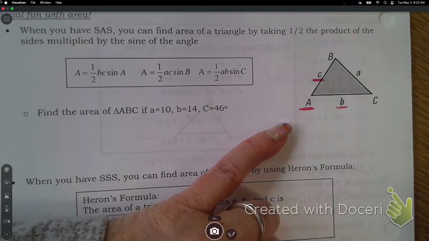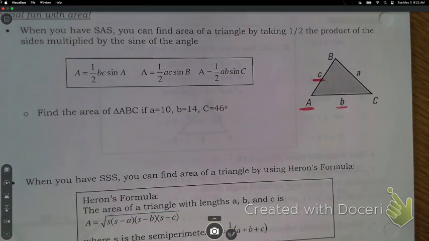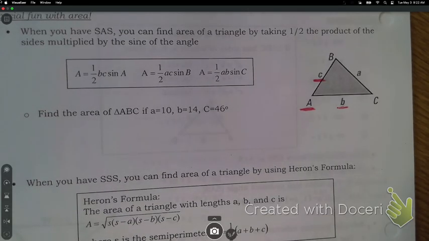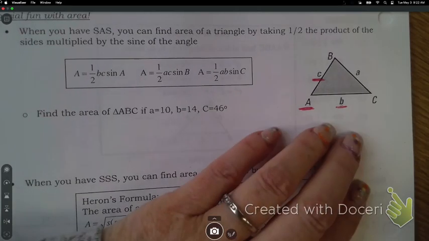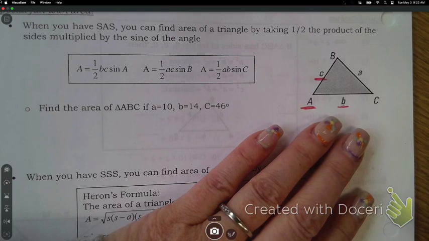I never mentioned the word height, did I? No, you did not. That is the most annoying thing about finding the area of a triangle, especially if it's not a right triangle: making sure you have the right height. Sometimes the height's in the middle, sometimes it's on the outside. It's all over the place. This allows me to find the area of a non-right triangle without worrying about the height. How nice, isn't it?